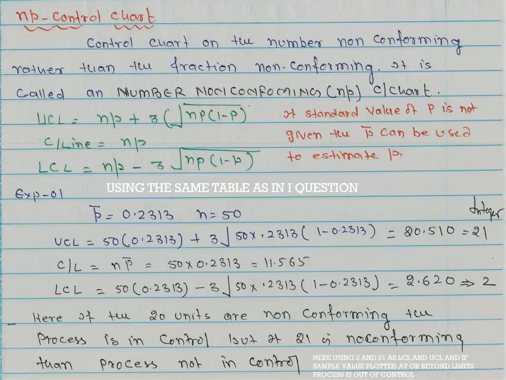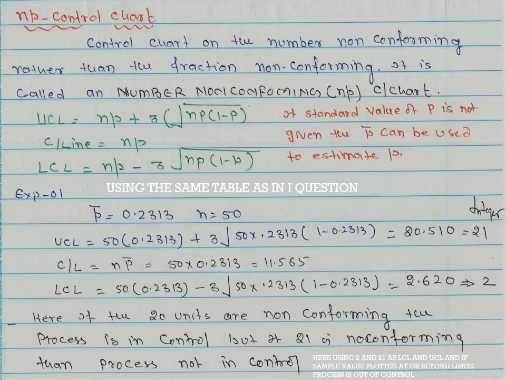So we understand the NP control charts with the help of this example. The data we are taking is similar to question number one. We already calculated the value of P bar, that is 0.2313. N is 50. That means in every sample we have to collect 50 cases. So N is equal to 50. With the help of these two values, we calculate the upper control limit, central line and the lower control limit. With the help of these three, we draw the chart similarly as we draw in a P chart.